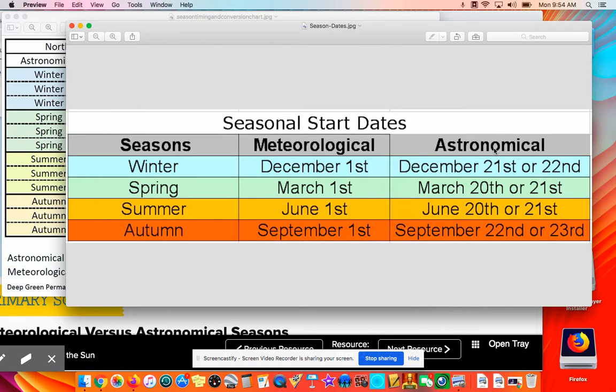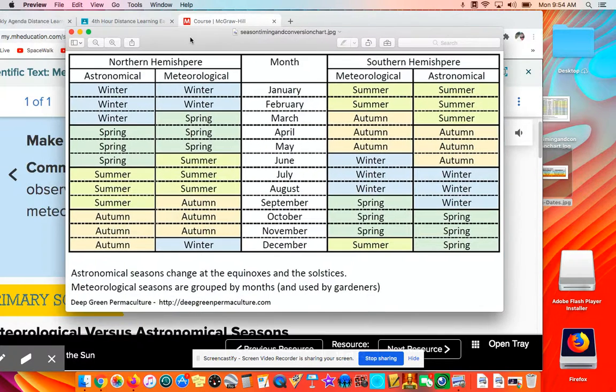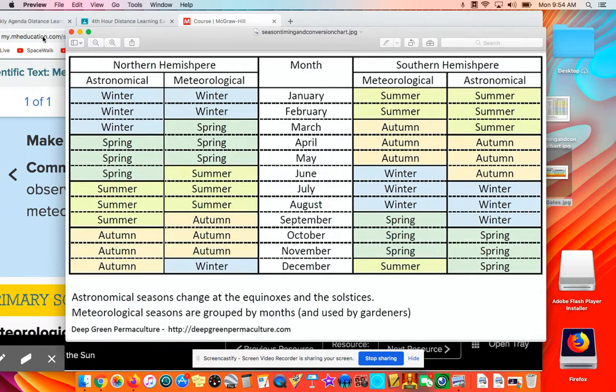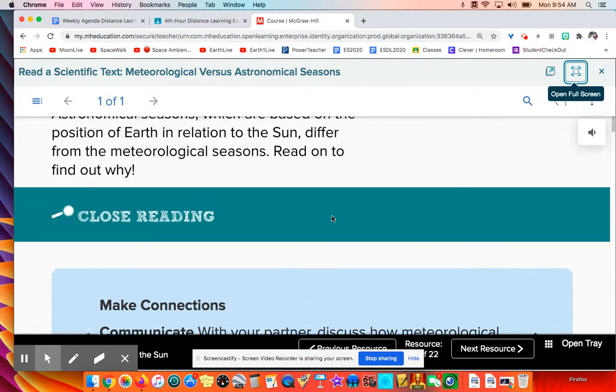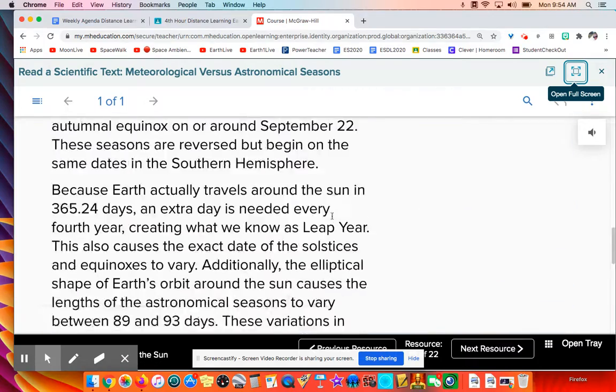Astronomical means the sun and the earth dictate the date. Meteorological means humans use climate data to assign dates to seasons. Close, but not exact. This was another image I pulled up comparing the astronomical and meteorological winter. If you want to look at this longer, just pause your video. Okay, so please read that. And that is what we're doing today, Monday, September 21st.